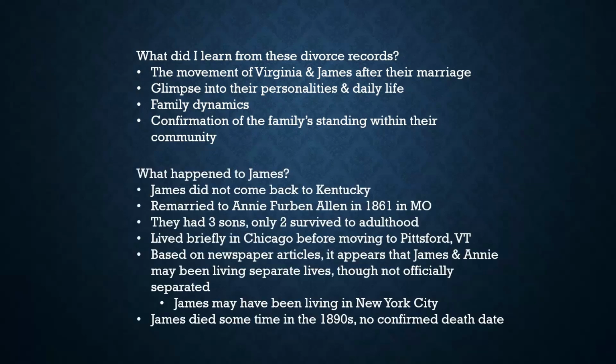And for those curious about what happened to James, he did remarry in 1861 in Missouri. He had 3 sons, only 2 survived to adulthood. They lived in Chicago before moving up to Vermont, where his second wife was from.